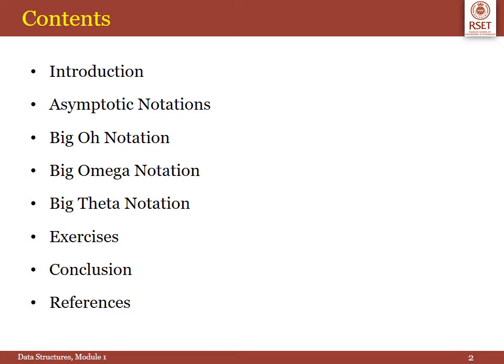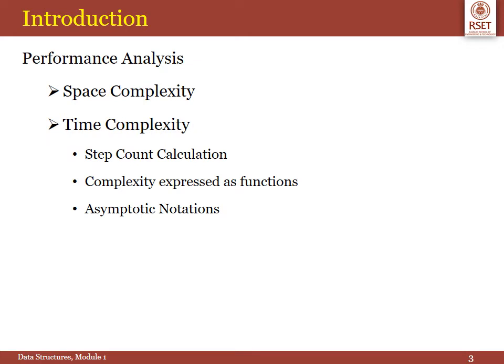This is the overview of today's lecture. We will first briefly see what are the different factors which influence the analysis of the performance of an algorithm. Then we'll see the various asymptotic notations, big O, big omega and big theta, and we'll do an exercise. We know that the two factors which influence the performance of an algorithm are its space complexity and time complexity.